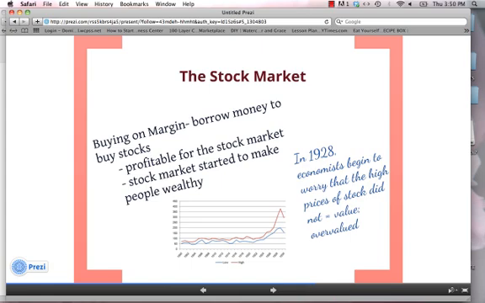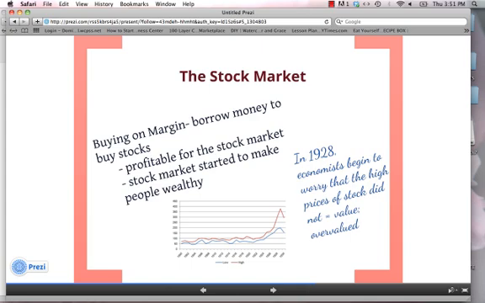In addition to this drive for consumer goods, there's also an increase in interest in the stock market, and stock prices started to rise rapidly. People were allowed to buy on margin. So basically they borrowed money to buy stocks. So let's say stock was $2. They would pay $1 for that stock and eventually owe that money.